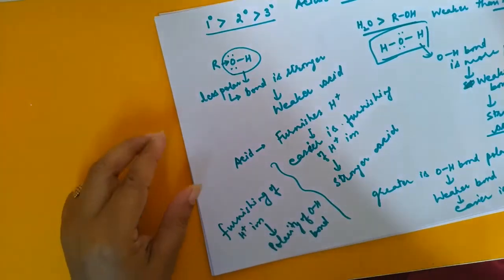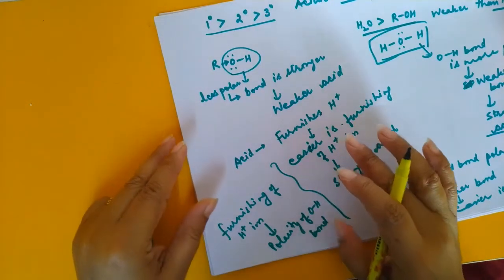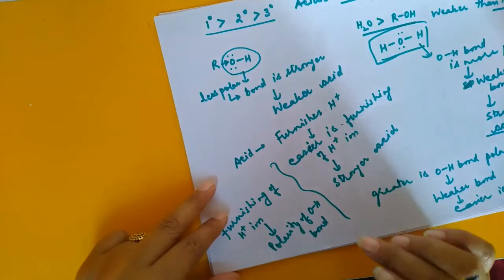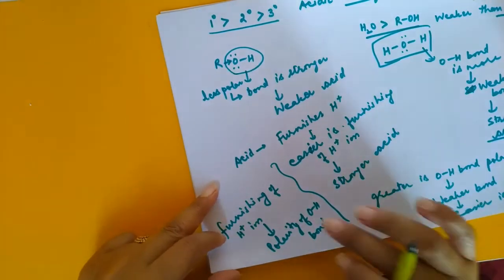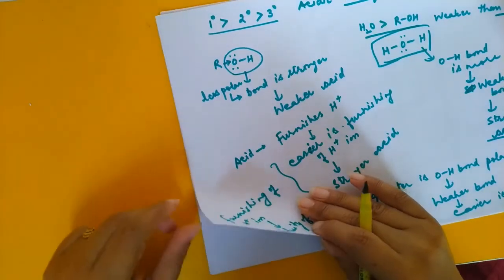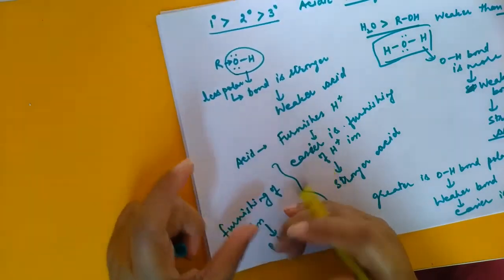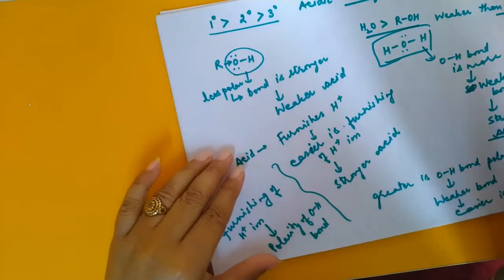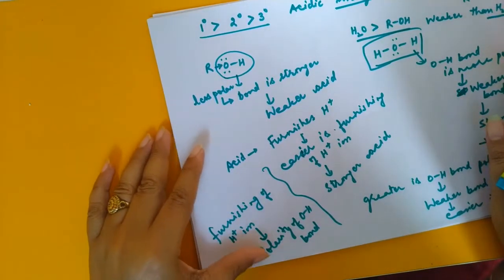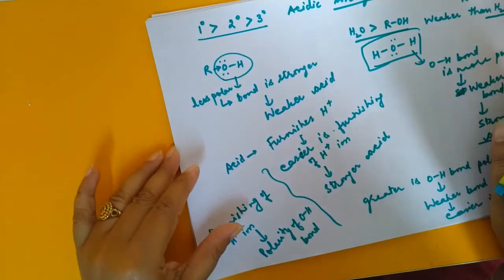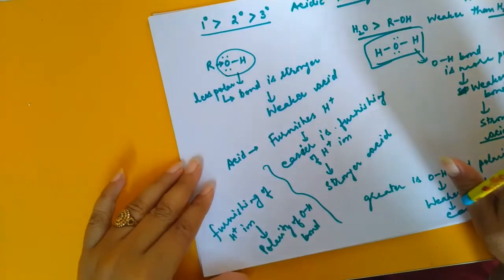So that's the first criterion which we discussed in the previous class: furnishing of hydrogen ion is one of the criteria for an acid to be a stronger or a weaker acid. Now the second criterion was that after release of hydrogen ion, the conjugate base formed should be stabilized, not strong, stabilized. If the conjugate base is stable, it means the acid has to be a strong acid.